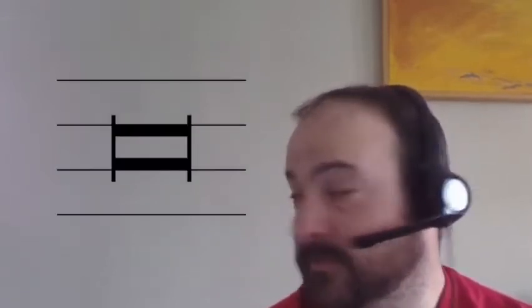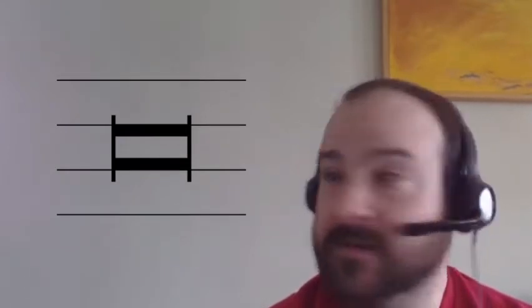It can look like this or like this, and its corresponding rest looks like this. The next smallest note is a whole note or whole rest. A breve is equal to two whole notes tied together.